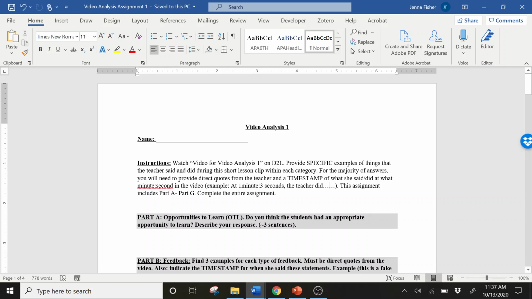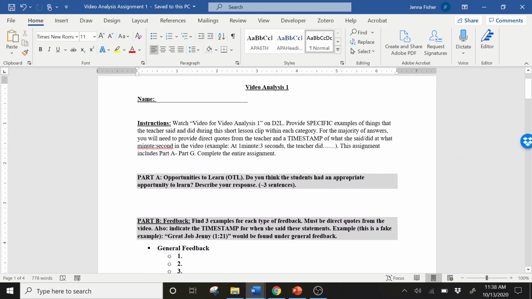So I can show you a little bit more what that looks like. But just know that if you just tell me generally what happened, it's not going to earn enough credit. You need to tell me direct quotes for most of these and a timestamp so that I can reframe your thinking. There are parts A to G on this assignment, so make sure you do the whole thing.